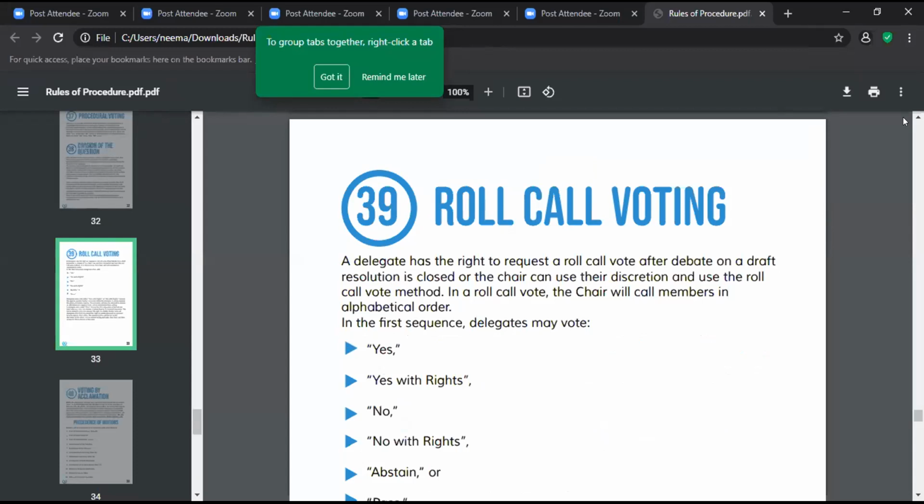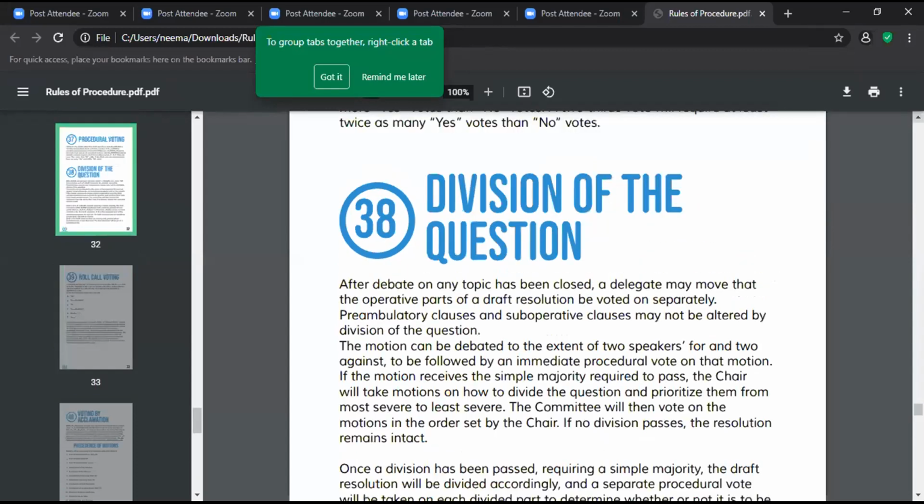And the other one is the division of the question. So you'll be given a resolution paper. Clearly, this is a division of the parts of a resolution into separate motions, which are debated and voted on separately. Simple majority to pass. It can be debated to an extent.